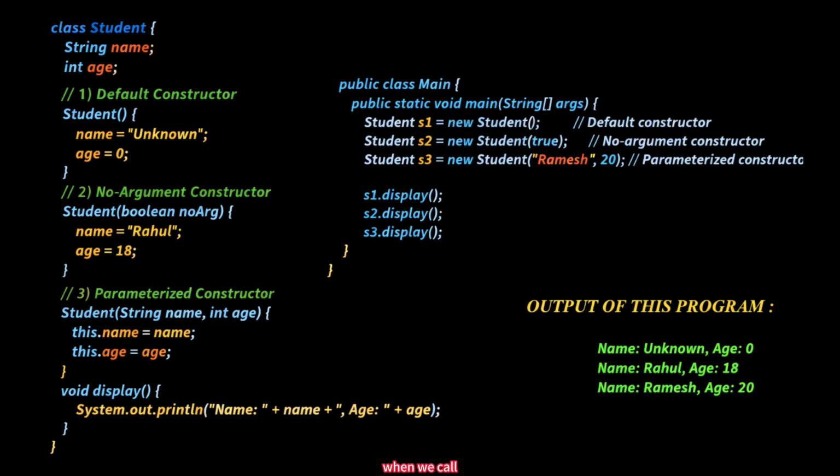When we call s3.display, it prints name, Ramesh, age, 20. Because during the creation of S3 the parameterized constructor sets those values. So, S1 uses the default constructor. S2 uses the no-argument constructor. S3 uses the parameterized constructor.